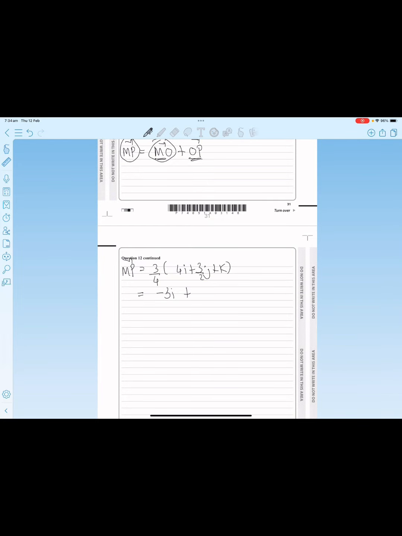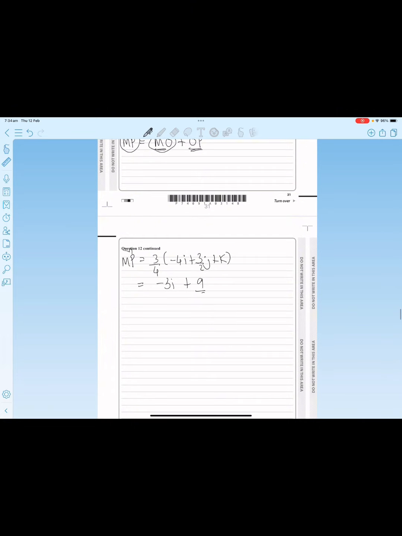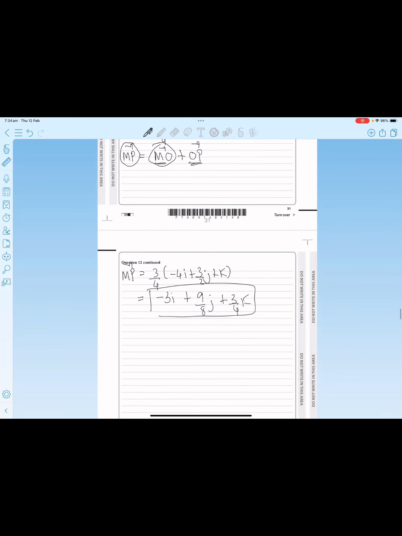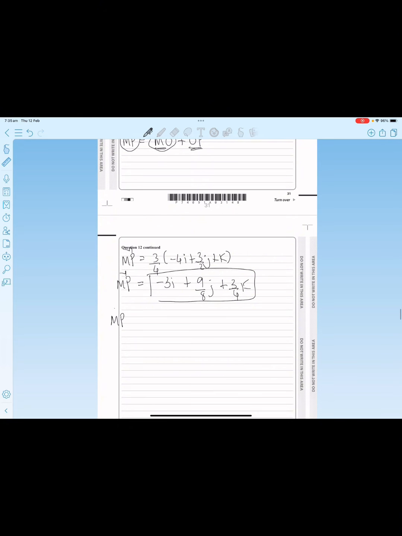So what's this minus? Was there a minus there? Yep. So that would be minus 3i plus 9 over 8j plus 3 over 4k. That is my MP. Now I have my MP, let's just write that entire equation. So this is my MP. Therefore, MP is MO plus OP, and OP, which they want us to find, is just MP minus MO.